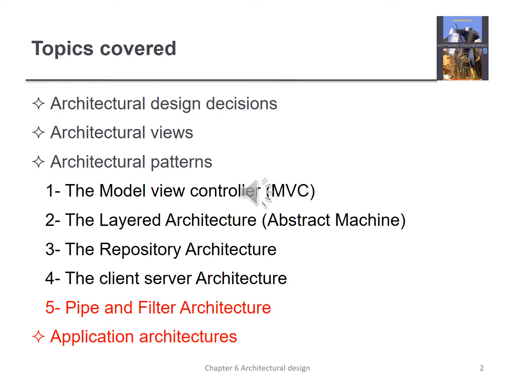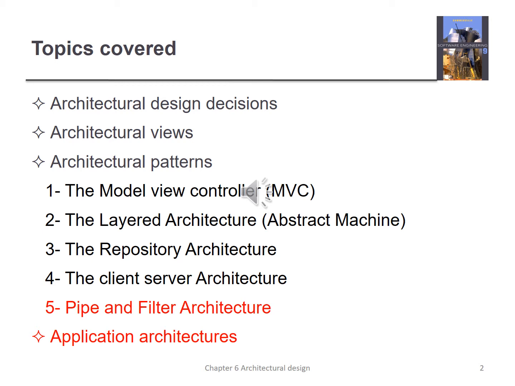As we said, the topics covered so far in this chapter: we covered the architecture design decisions, the questions we have in order to decide what architectural design we are going to have. Then we went through the views, all the perspectives and viewpoints of the customer, and all the views we could look at the architecture from. Then we came up with the architecture patterns.